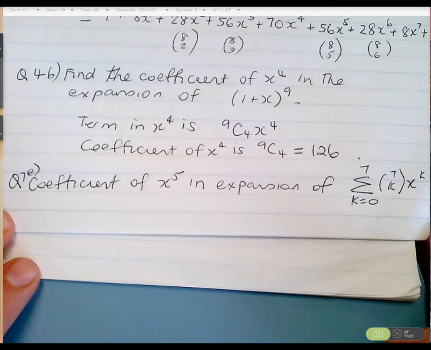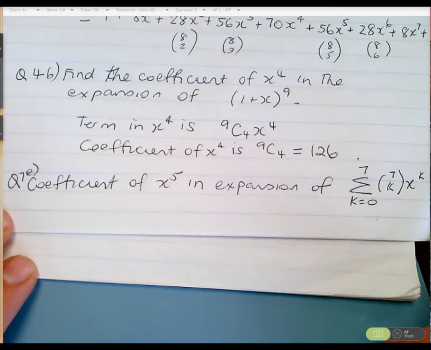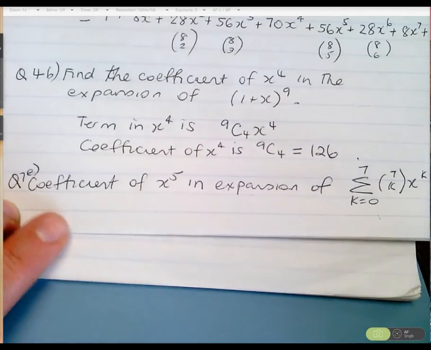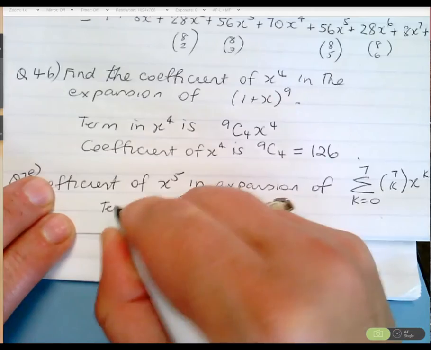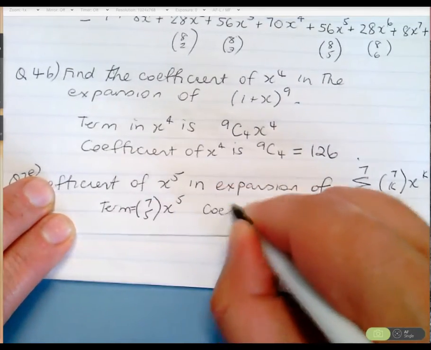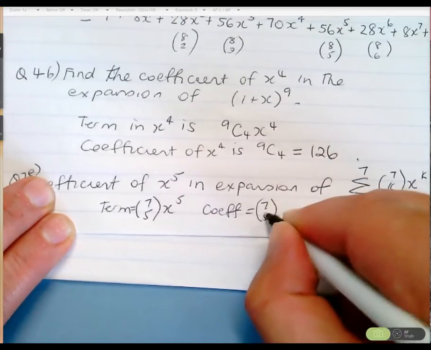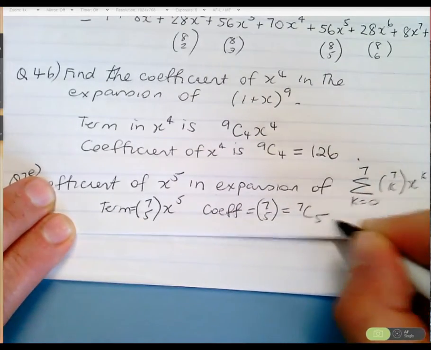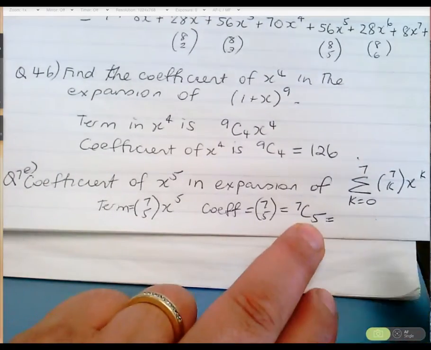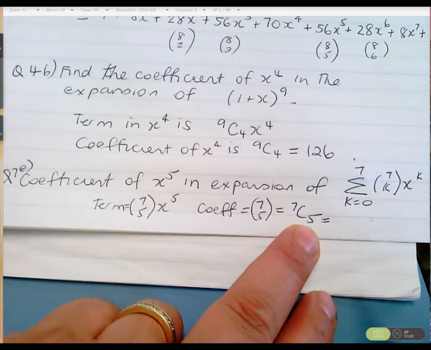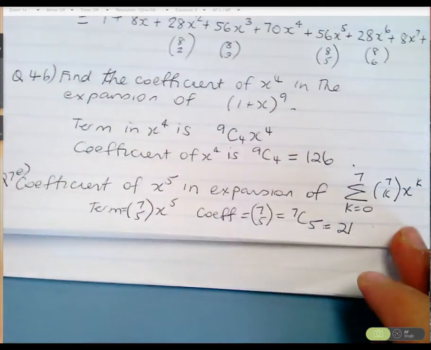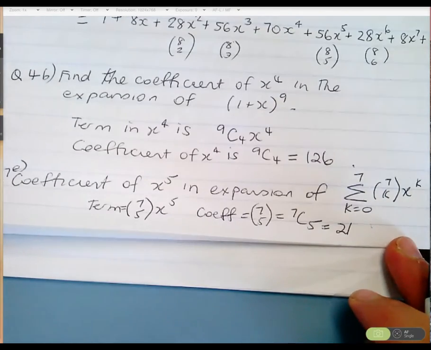Okay, one other question. The x to the power of 5 term in this expansion, sigma k from 0 to n, 7 on k, x to the k. Isn't it just 7c5? Yeah. It's basically 7 on 5, x to the 5 is the term. That's the term, so the coefficient is just 7 on 5, which is 7 choose 5. Got it? Easy. Because 7 choose 5 is the same as 7 choose 2, and it's 21. Coefficient.